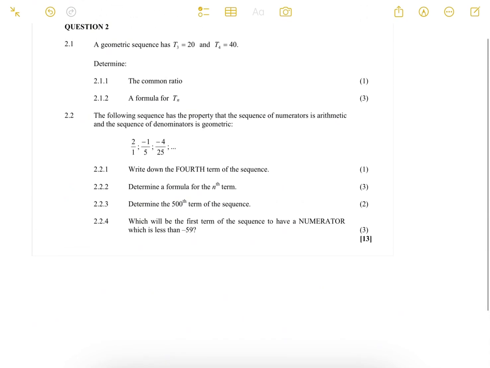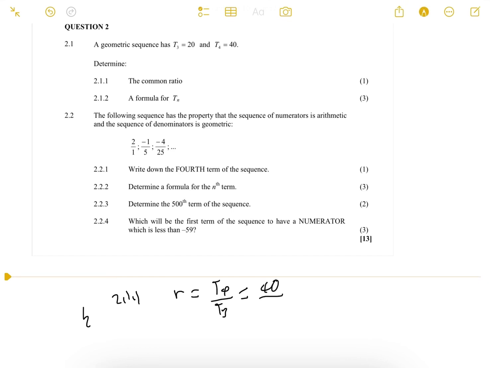So question 2, we're given a geometric sequence that is T3 is 20 and T4 is 40. And then in 2.1.1, they say determine the common ratio. So we know the common ratio is the ratio between two consecutive terms, which will be T4 over T3. And then this gives us 40 over 20, which is equal to 2.